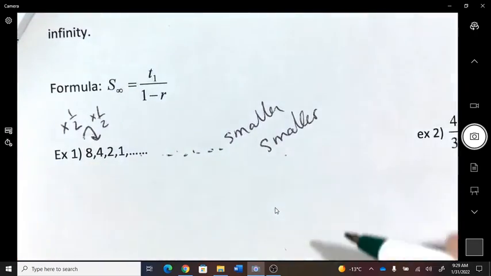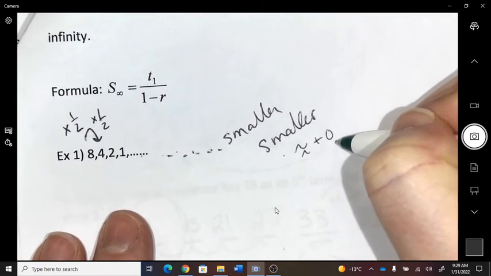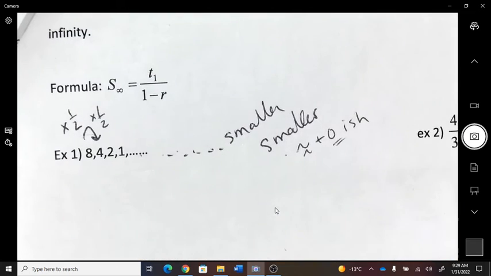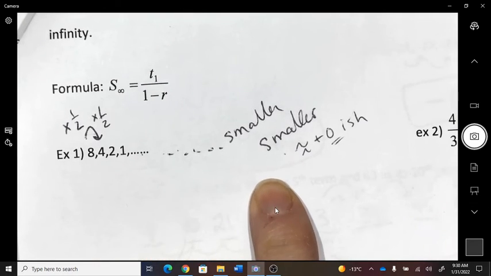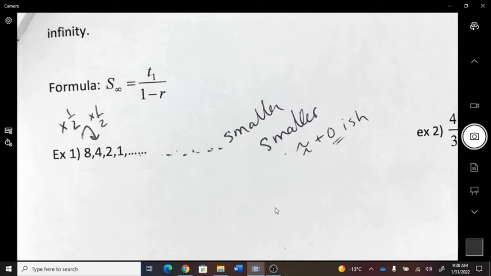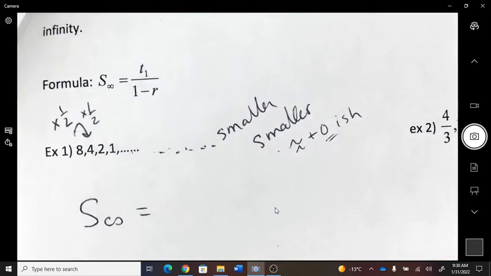Eventually it's so small that you're adding zero-ish, right? You're getting so small that you're adding decimals that are so small it's not really changing how much you're adding on, right? Does that make sense that that's what's going on? You're adding such a small amount it's not going to change. Okay, so what's the sum of this if we keep going forever and ever?